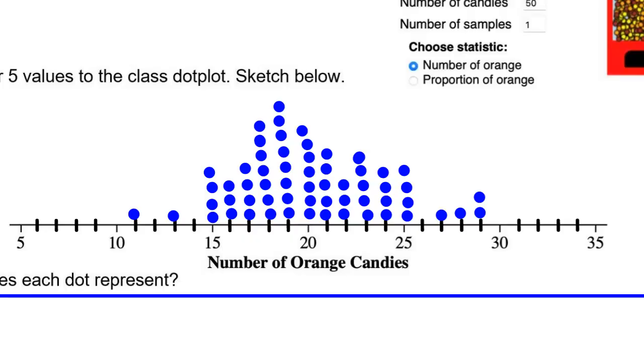My second one is 19. My third one is 17. My fourth one is 18. And your last one? 17. Did you write all those down? Because you need those numbers. If you look at the dot plot, you can copy it down from there. Get your 5 numbers. All right.